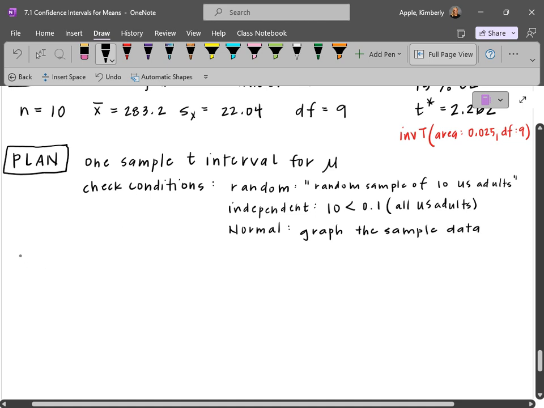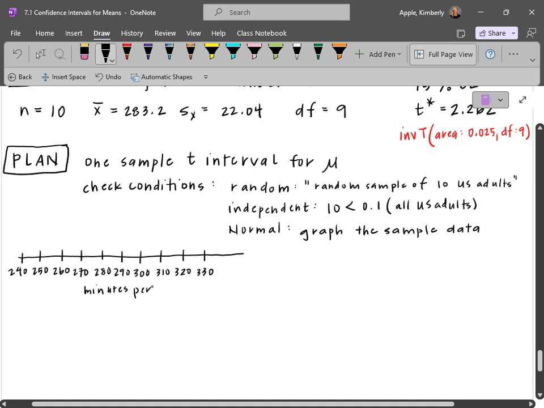I'm going to make a box plot. So all the way back to Unit 1, where this would be 240, this would be 250, 260, 270, 300, 310, 320. You will literally have to construct this from the data and draw it on the paper. Remember, you have to label the axis. This is minutes per week.